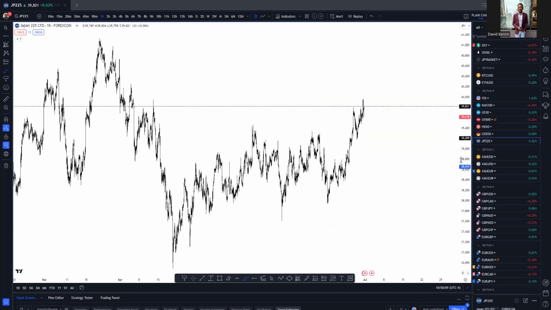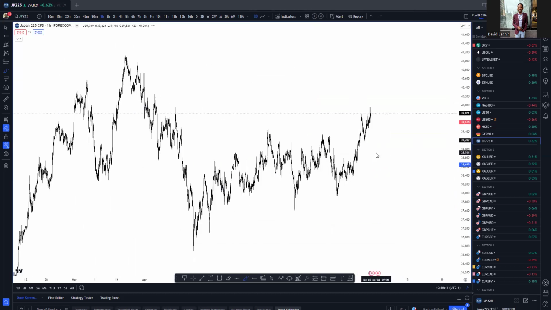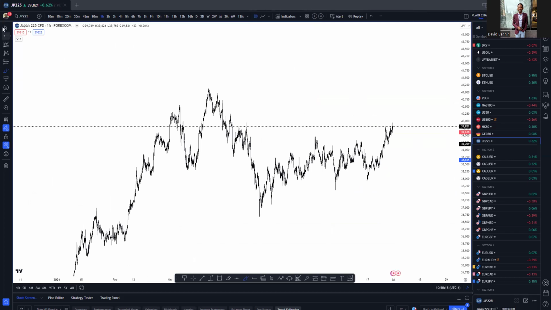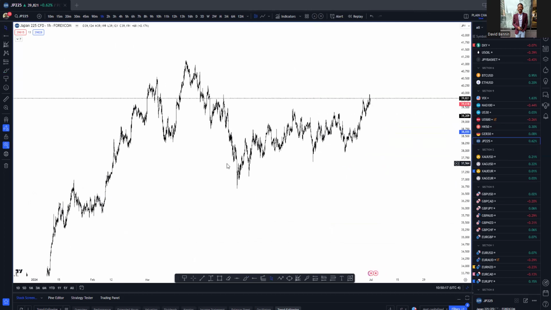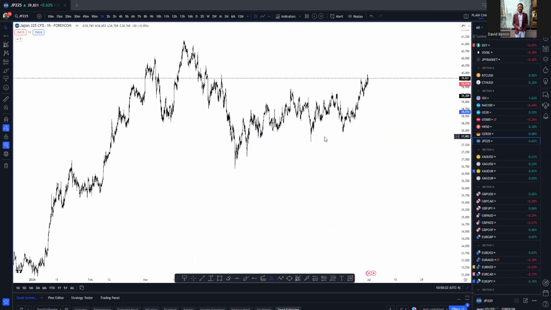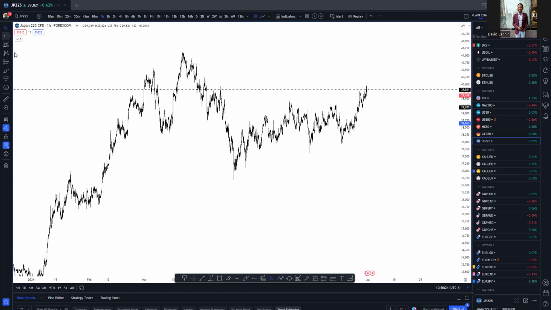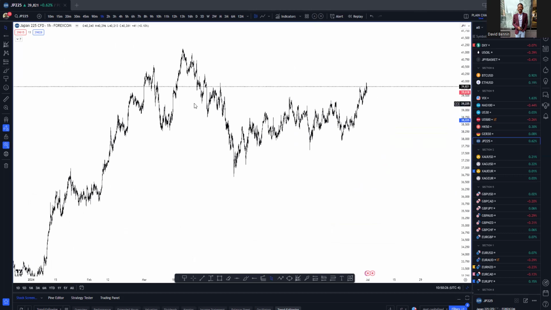JPY, JP225 is pushing out because of the Japanese economy. The Japanese economy is terrible. That's why you have JP225 pushing to the upside. So this is what I'll kind of be looking at.